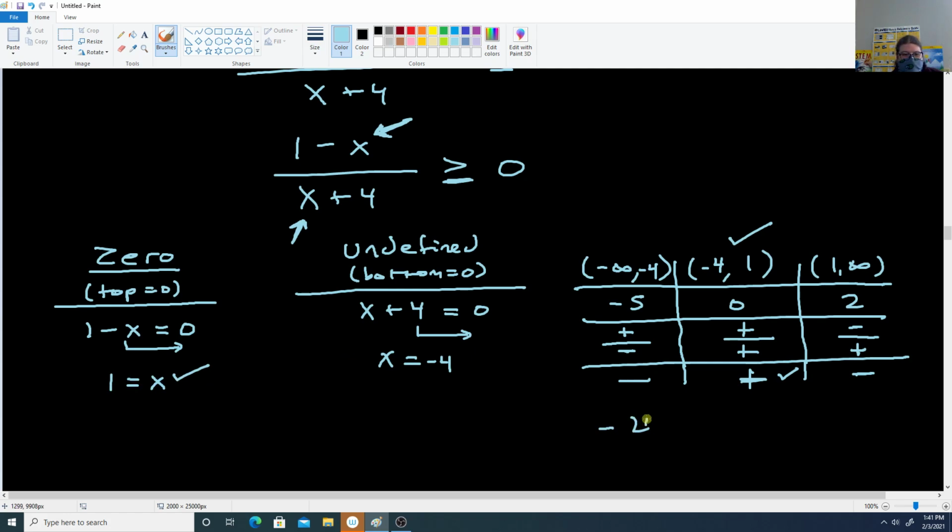So I'm going to get my interval. I don't include negative 4, but it is okay to equal 0, and my 0 is at 1, so I'm going to put a square bracket there, say negative 4 up to 1 is my solution.